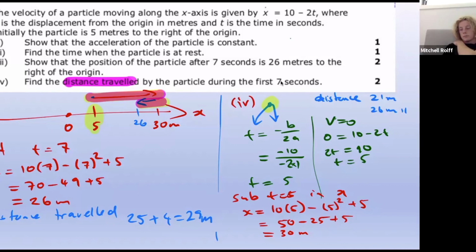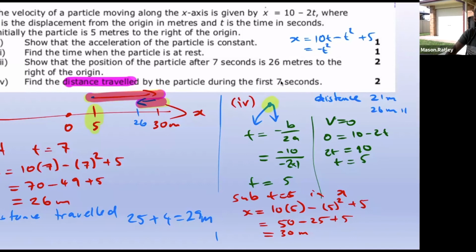So what was it? It was 10t minus t squared plus 5, wasn't it? See if you can factorize that one, and then you'll find the x-intercepts of the displacement thing. So factorize it.